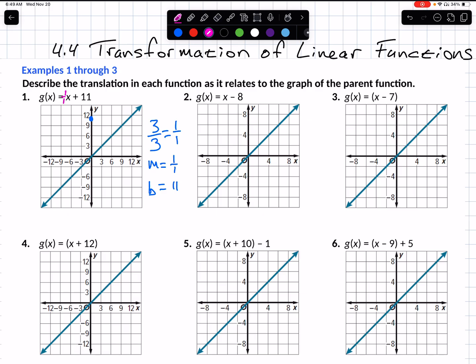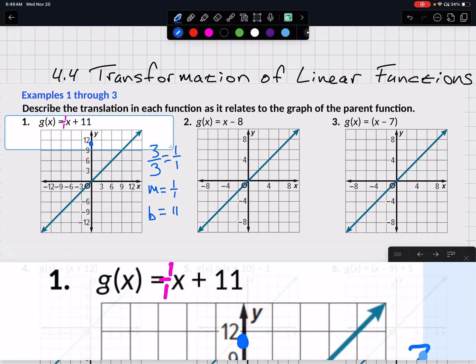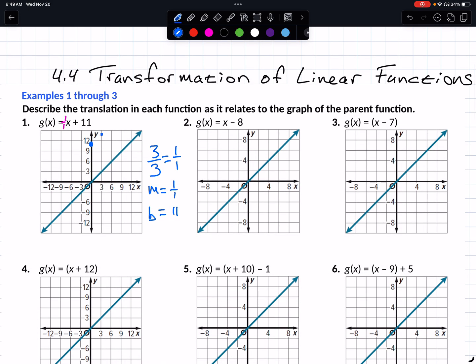So all we have to do is count up the equivalent of 3 squares and right 3 squares. And then you'll notice here we ran out of room on the graph. So we can also go down 3 squares and to the left 3 squares. And then you can draw your line.